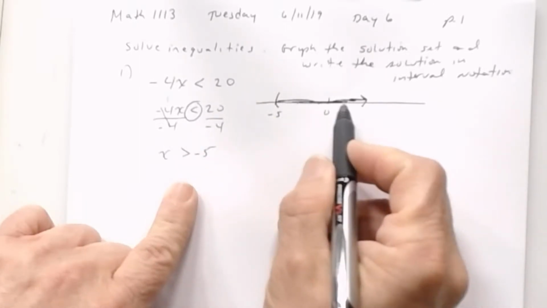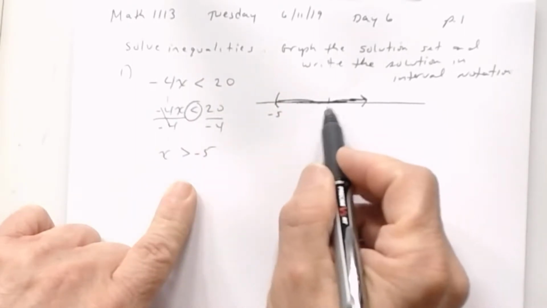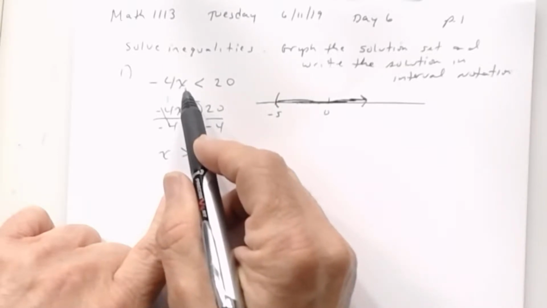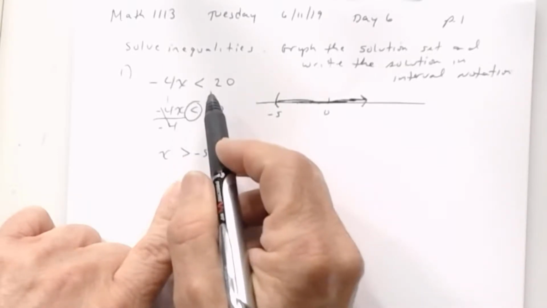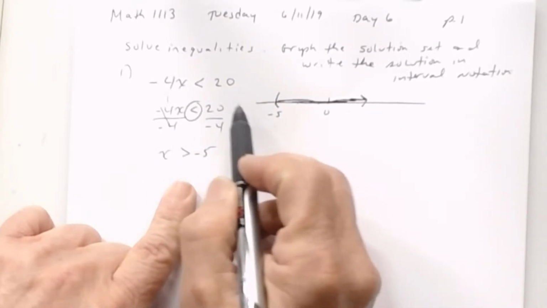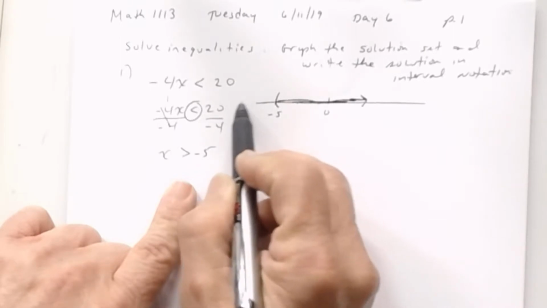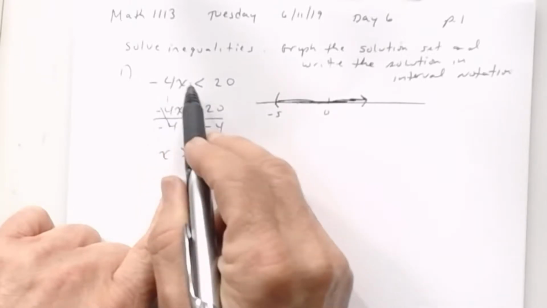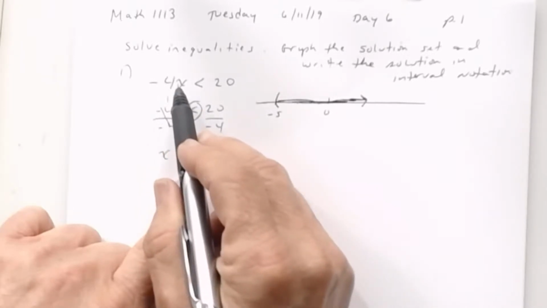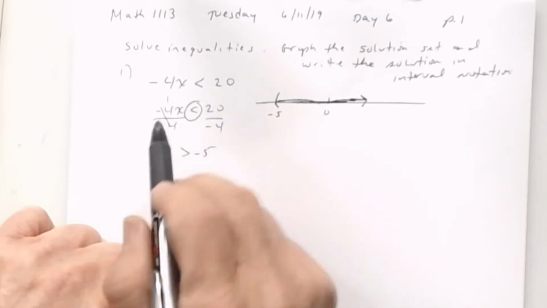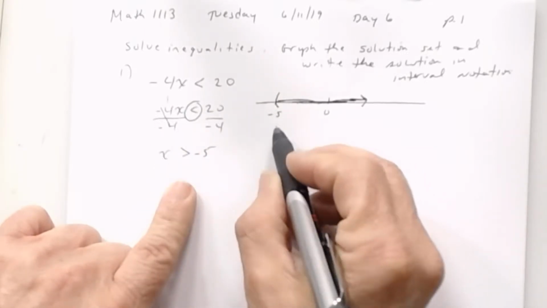But any number bigger than negative 5 is a solution. So for example, 0 is a solution, right? Negative 4 times 0 is what? 0. Is 0 less than 20? Yes. Why is negative 8 not a solution? Why is negative 8 not shaded? Because it's less than negative 5. But you have to go to the original. Negative 4 times negative 8 is? Positive 32. Is 32 less than 20? No.